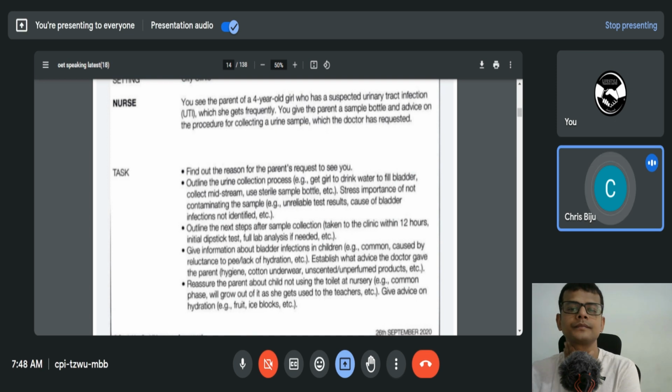I can also tell you that it is very important to keep your child well hydrated. So make sure they drink an ample amount of water. For this, you can consider fruit and ice blocks. So this will motivate them to take plenty of water. Do you understand? Okay.